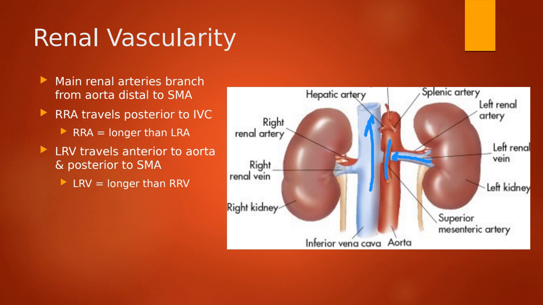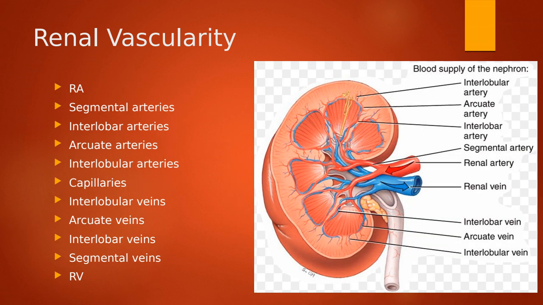So our left renal vein is going to be longer than our right renal vein. Right renal artery longer, left renal vein. And if you look at this diagram, it's pretty straightforward. You can see why.